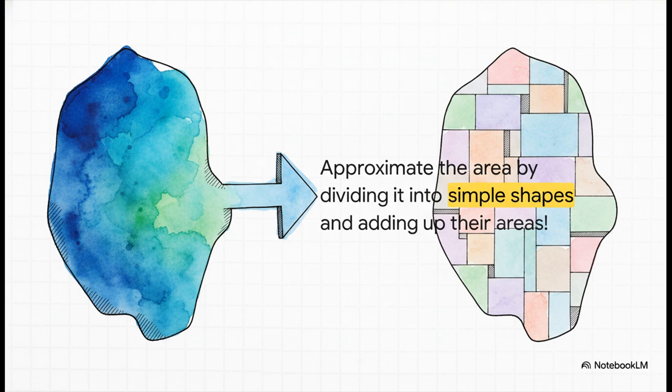So, what's the workaround? Well, it's actually kind of beautiful in its simplicity. The idea is this. If we can't figure out the exact area of that weird curvy shape all at once, let's just chop it up. We can slice it into a bunch of simple shapes that we definitely know how to measure, like rectangles or trapezoids. Then we just add up the areas of all those little pieces. It's a brilliant way to get an answer that's darn close to the real thing.